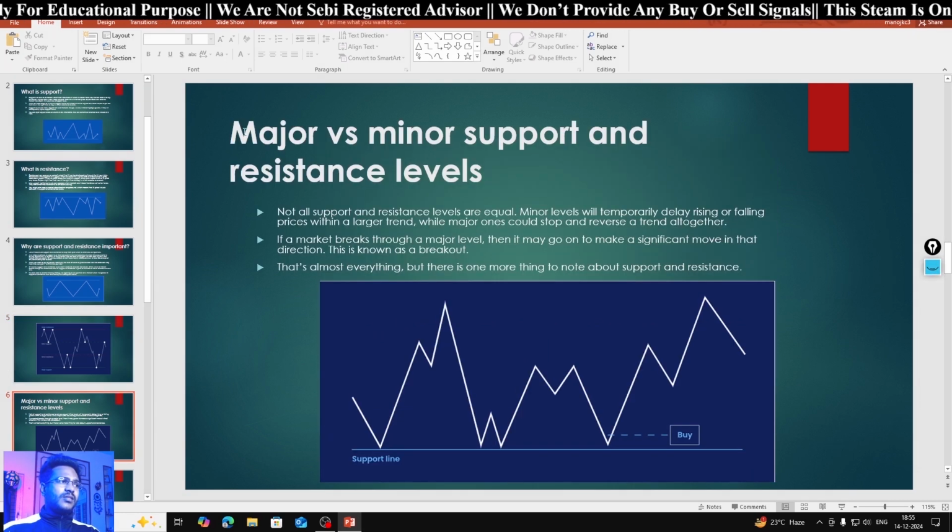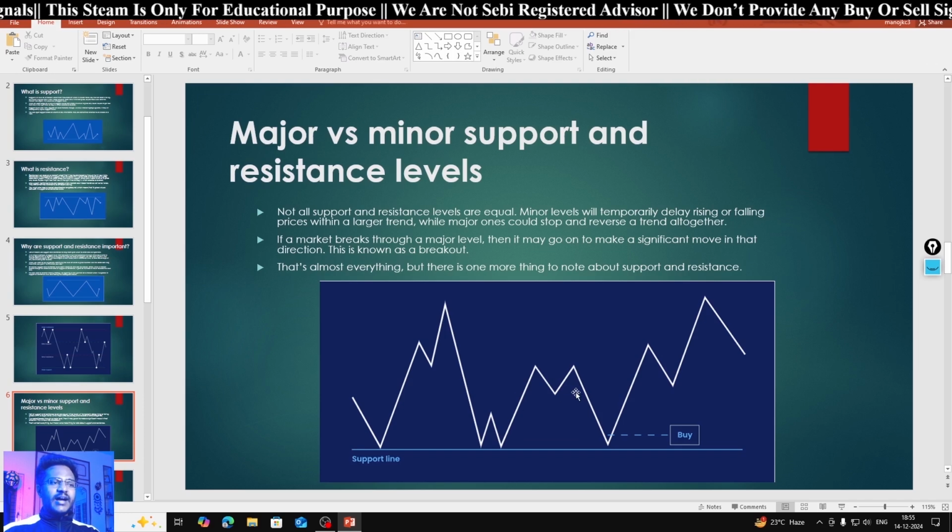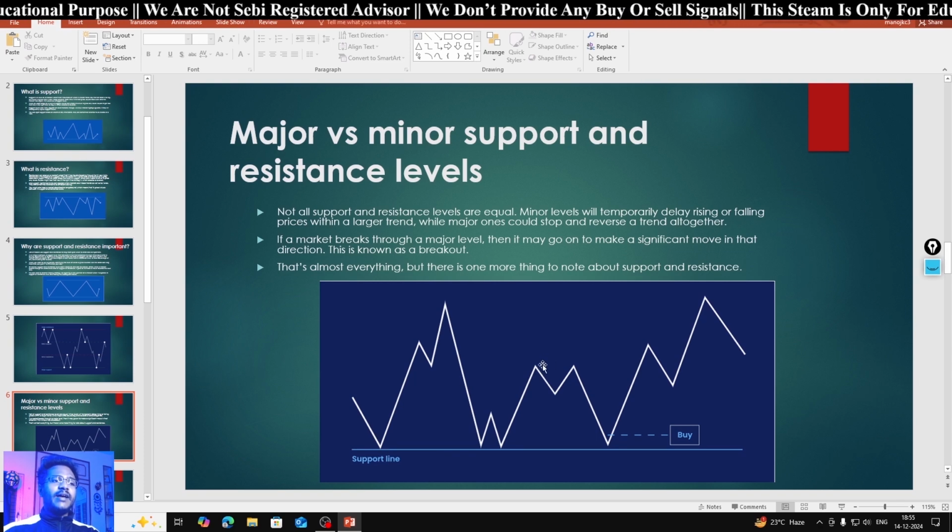Now, the difference between major and minor support and resistance. It is the same as I explained. In major support, you could see an immediate V-shaped recovery. In minor resistance, you could see the market reach a particular spot, get back, again reach a particular spot, get back. So ideally, in major support and resistance you could see an immediate V-shaped recovery, but in minor resistance and support, you could see the market consolidating for a longer time.